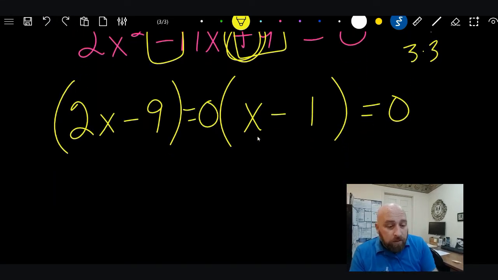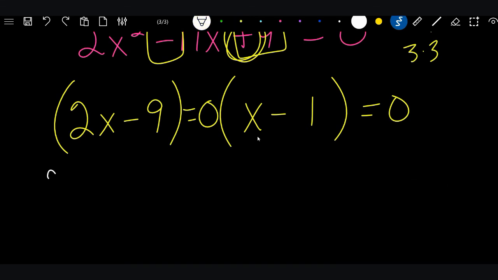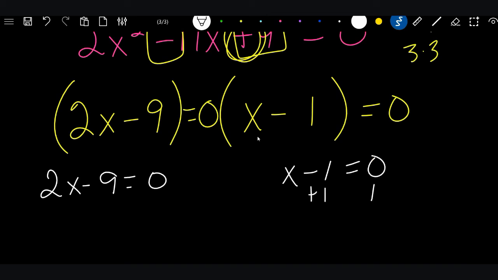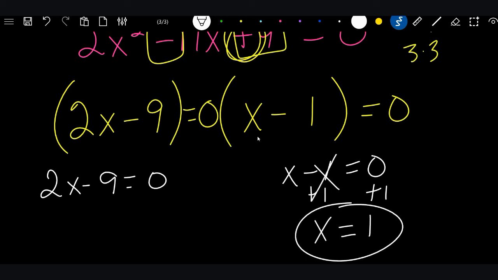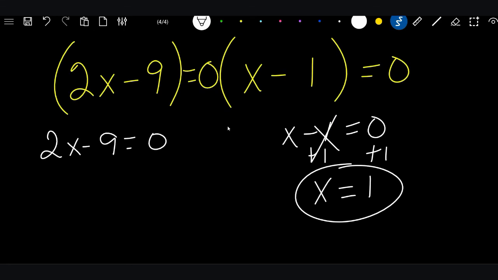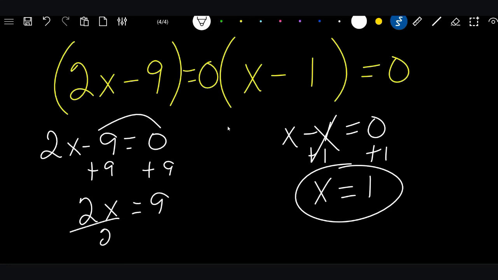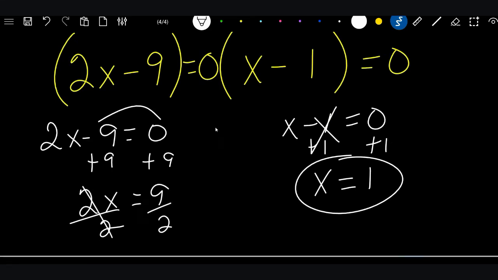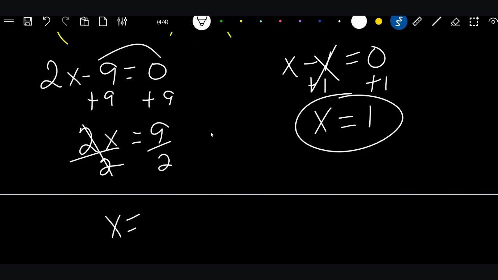So now what we're going to do is solve these separately. So 2x minus 9 equals 0 and x minus 1 equals 0. So add 1 to both sides. We'll solve this one first since it's easier. We get x equals 1. So there's one of your answers. The other answer would be, let's send this over here by adding 9 to both sides. 2x equals 9, divide by 2, divide by 2. x equals 9 over 2. And so those are our two answers.